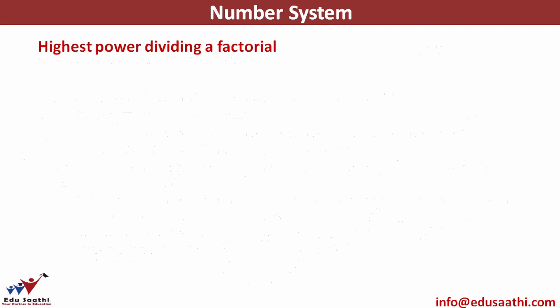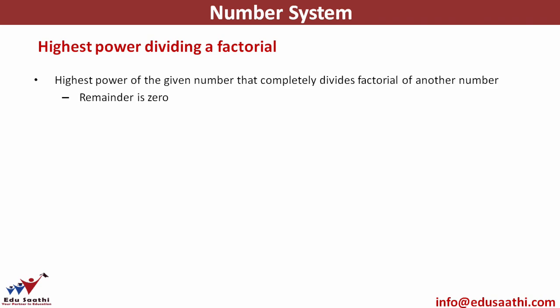Let's move to the next topic. The next thing that we will do is the highest power dividing a factorial. Highest power of the given number is what we have to find that divides the factorial of another number. Divides the factorial of another number means it completely divides. That means the remainder should be 0. That means the factorial should actually be a multiple of the given number.